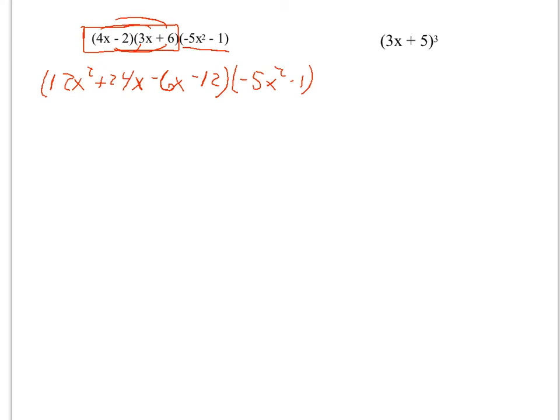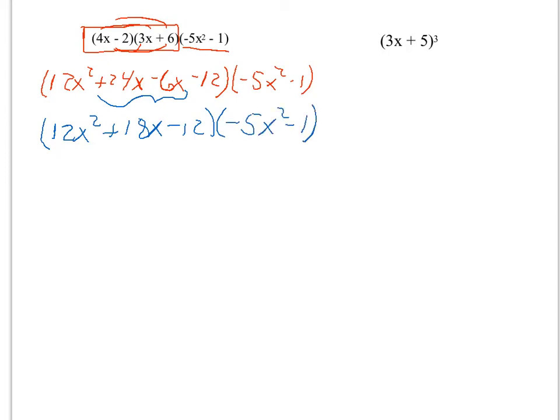Now, inside this FOIL, I can combine some like terms. So I'm going to go ahead and do that. It'll make the work a little easier later on. So 12x squared plus 18x minus 12 times negative 5x squared minus 1. Now, it's just like the previous one we got done doing, where we make sure that everything in the first set of parentheses gets multiplied to everything in the second set of parentheses. It's a big FOIL. So we got 12x squared times negative 5x squared. So negative 60x to the fourth. We add those exponents.